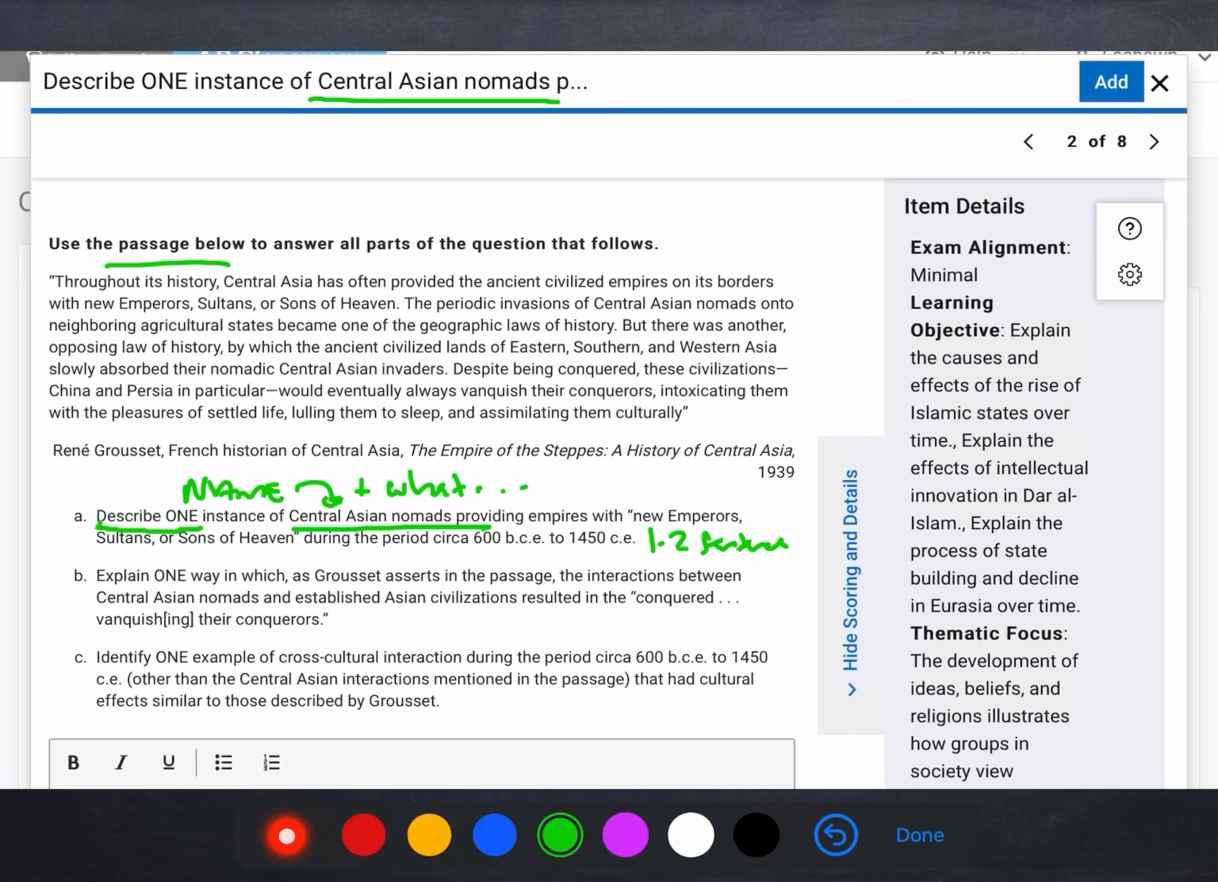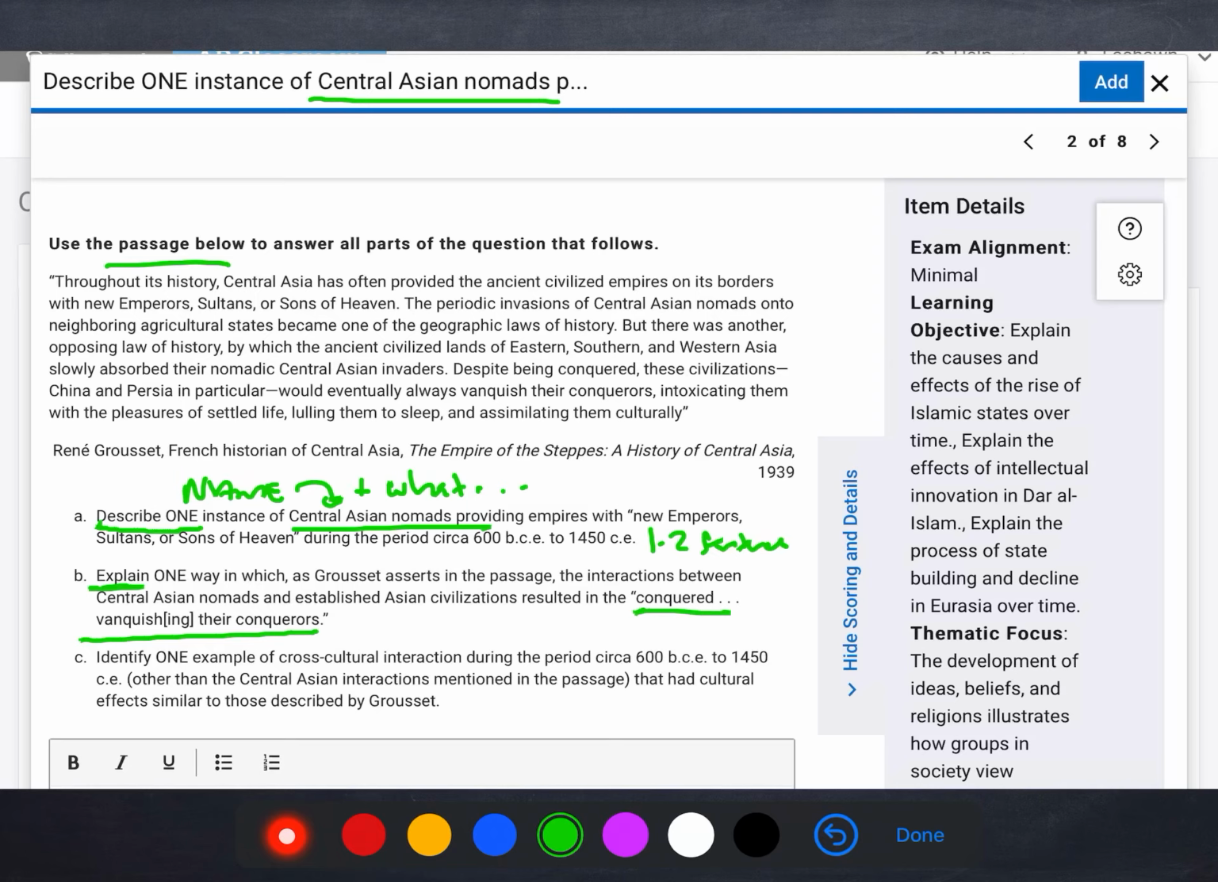Let's look at the other two. Explain. Explain. Identify plus because. One way in which, as Grousset asserts in this passage, the interactions between Central Asian nomads and established Asian civilizations resulted in the conquered vanquishing their conquerors. How the conquered vanquished their conquerors. The people that were conquered did away with the people that conquered them. How can you show this? Where did this happen? Who conquered them? And how is this showing that this was a change?